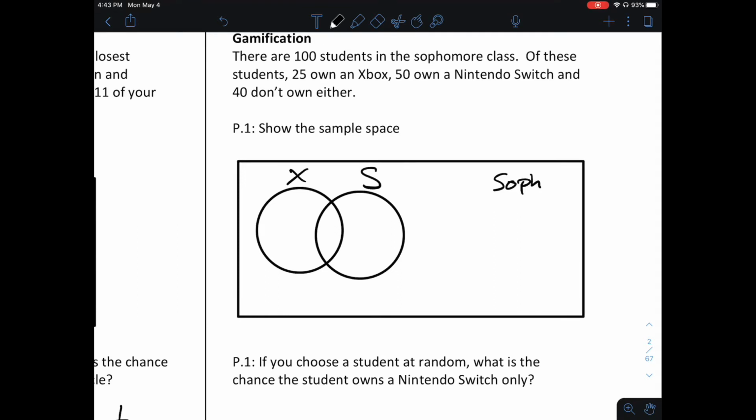So the 40 is the easy part for this because it goes in neither circle. So there's 100 students total. We've just used 40. There are 60 left. In the Switch circle, we got to fit 60 people.